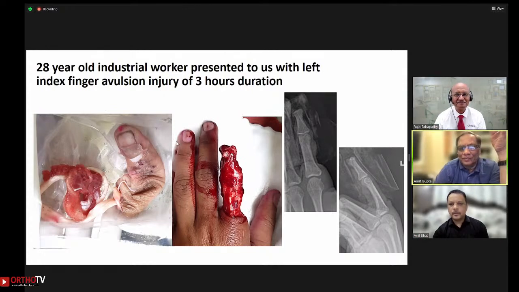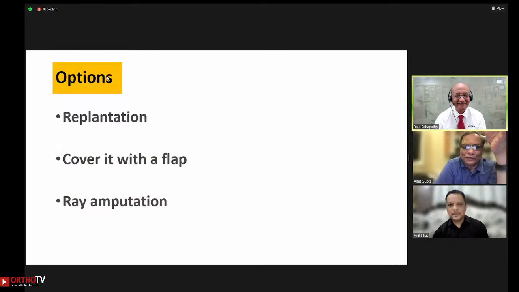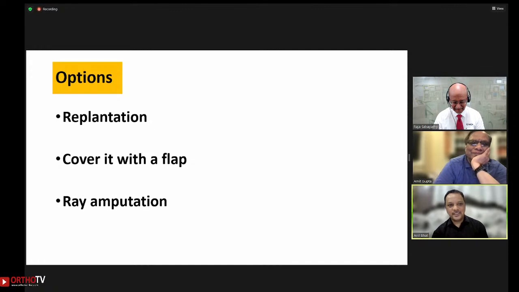Anil and Raja, I just want to add a little thing. In my practice, this will definitely be a revision amputation and send the patient home. Index finger in a young person, no question in my mind. So these are the options which would come into play. So as you said, reamputation or replantation, or cover it with a flap and later mobilize and do secondary procedures. So these were things in the mind of us also when we saw this patient.